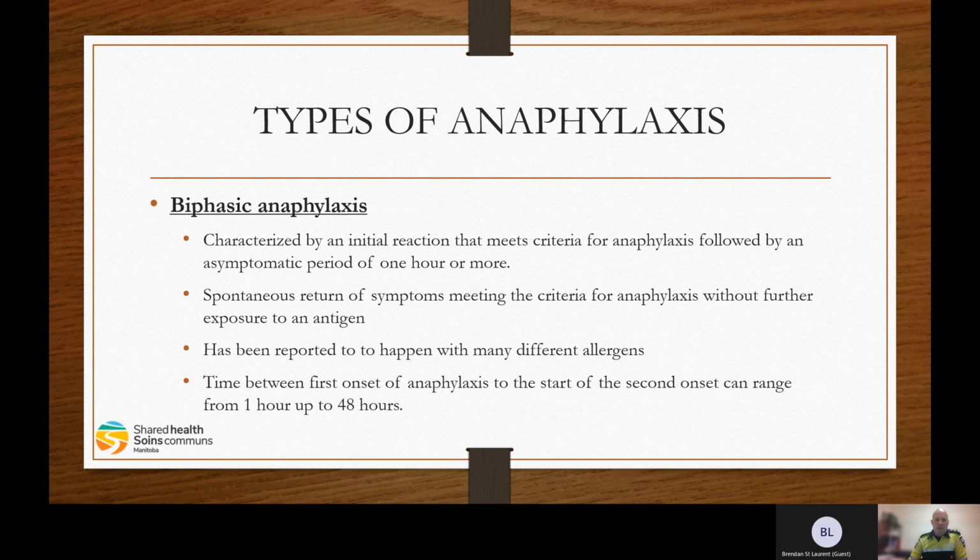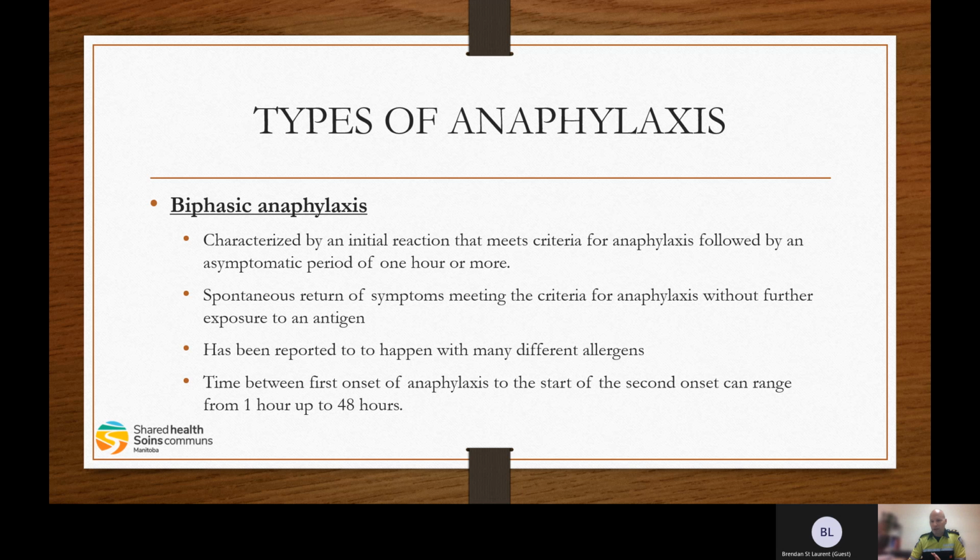The most common ones that people have these reactions to are ingested allergens, because it's still in their system, injected allergens, and IV administered solutions. So people that have bad reactions to medications through the IVs can suffer from biphasic anaphylaxis. To be defined as biphasic anaphylaxis, the time between first onset of anaphylaxis and the start of the second is usually an hour or so, and it can last up to a couple of days.